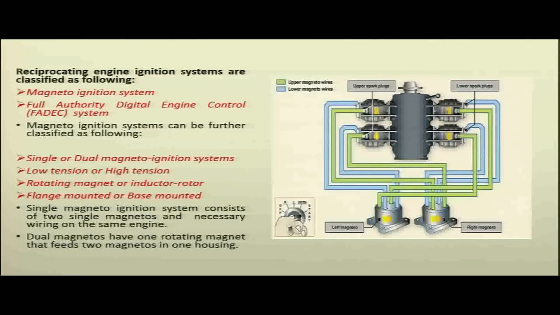A single magneto ignition system consists of two single magnetos and necessary wiring on the same engine. So, here in the diagram you can see that there are two magnetos shown. One is your left magneto and the other is the right magneto. We will understand what a magneto is, but there are two independent units and the associated wiring. So, this is called the single magneto ignition system because you have independent units.